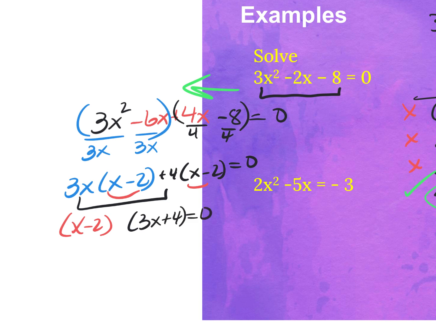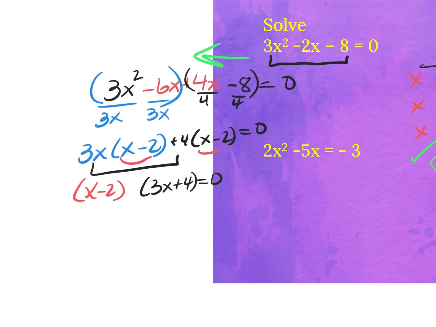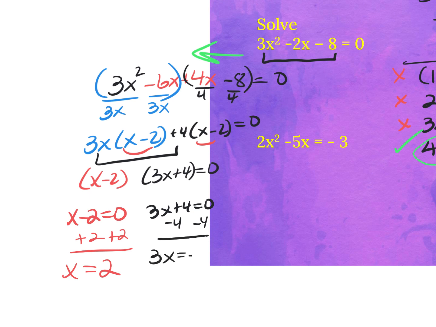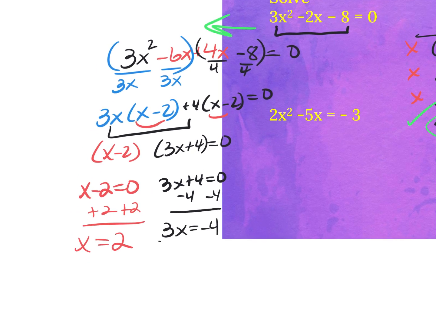And this is what we had done last week. But now we take it one step further, and I set x minus 2 equal to 0, and the 3x plus 4 equal to 0. I need to add 2. So my first answer is positive 2. And then here I'll subtract 4 and divide by 3. So x equals negative 4 over 3. Those are my two solutions.